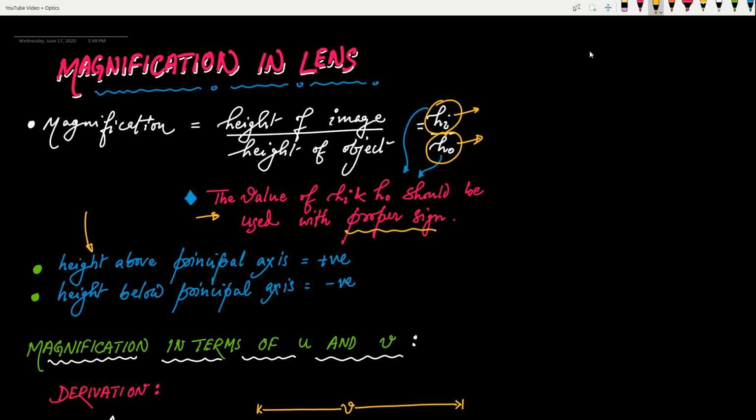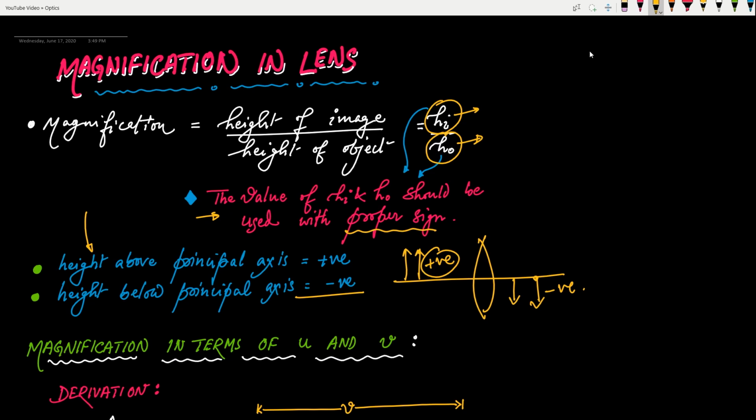So in short, height above the principal axis is taken as positive and height below the principal axis, as you can see here, is taken as negative. So simply, if an object is like this, then we'll take it as positive if this is the lens, and if the image is on this side, then we can take this as negative because we are going below the principal axis, and this is going above the principal axis, so we'll be taking it as positive. I hope the concept is clear. So this is the basic fundamental concept of magnification.